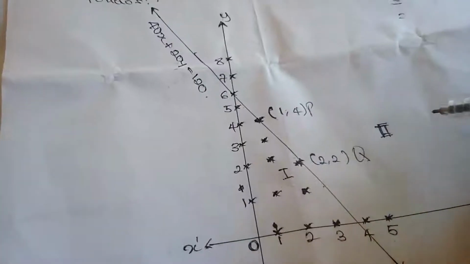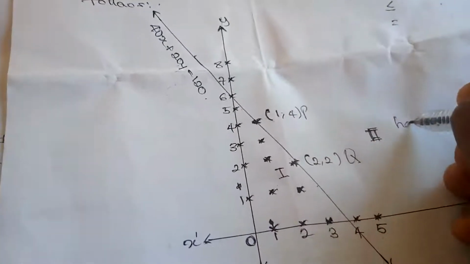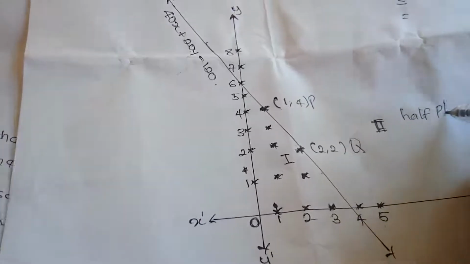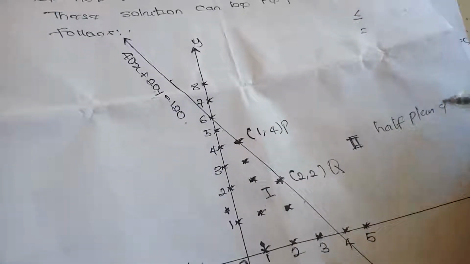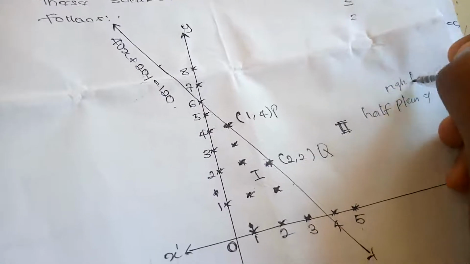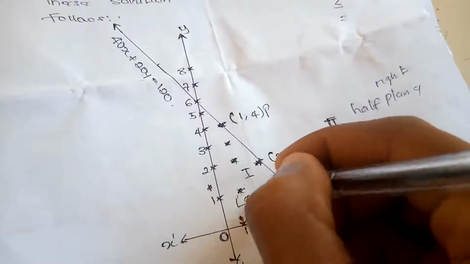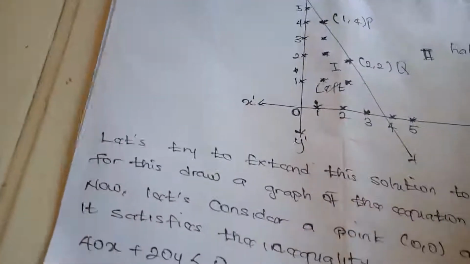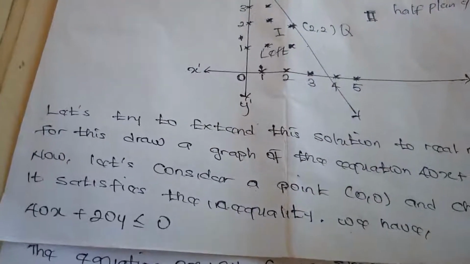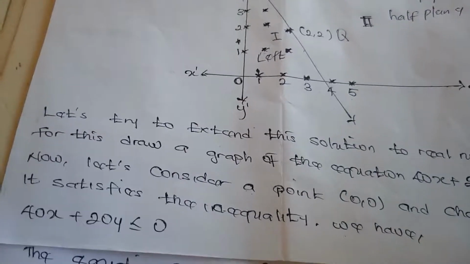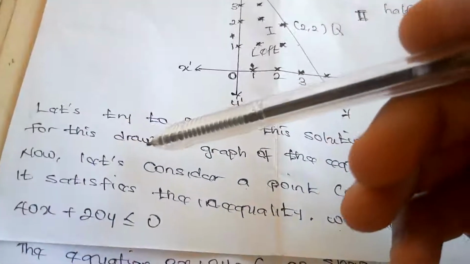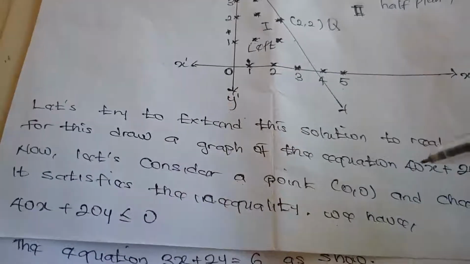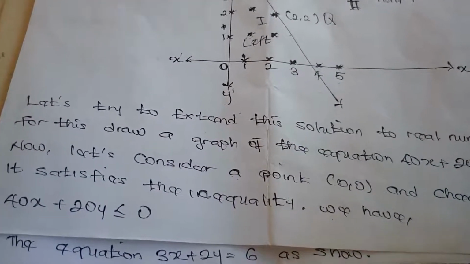This is the right half plane, and the left half plane. So let's try to extend this solution to real numbers. For this, draw a graph of the equation 40x plus 20y equals 120.